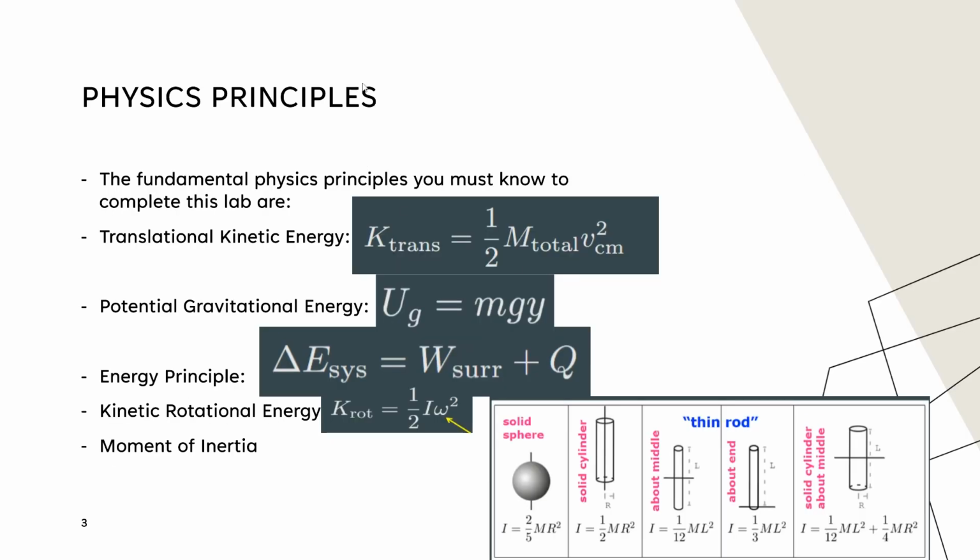The physics principles involved in this lab that are fundamental are the translational kinetic energy, the gravitational potential energy, the energy principle, the rotational kinetic energy, and moment of inertia, specifically the moment of inertia of a solid cylinder, 1/2 mr squared. And then one that isn't on here is also the total kinetic energy, which is just the translational kinetic energy plus the rotational kinetic energy.